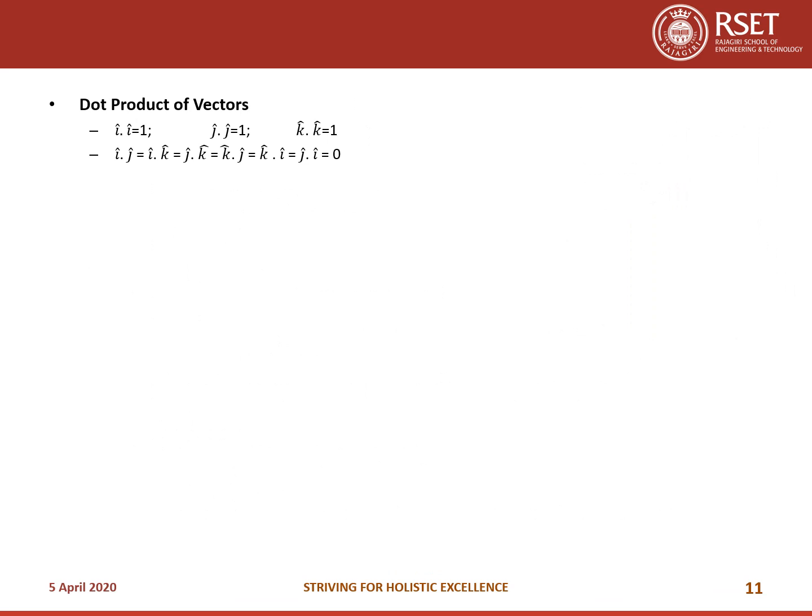Let us see some of the properties of vectors. One is the dot product of vectors. If you do the dot product of two vectors in the same direction, you will get the magnitude. So that is i dot i is equal to 1, j dot j is equal to 1 and k dot k is equal to 1. Whereas if you do the dot product of two vectors which are mutually perpendicular, it will be 0. That is, the component of one vector perpendicular to it is 0. So i dot j is equal to i dot k is equal to j dot k is equal to k dot j is equal to k dot i is equal to j dot i is equal to 0.